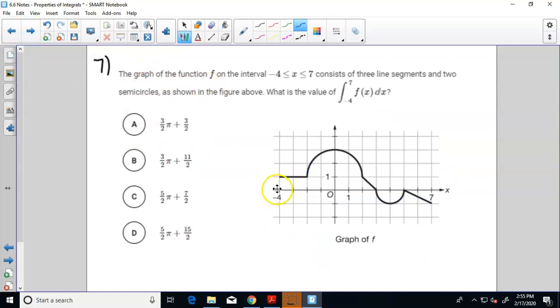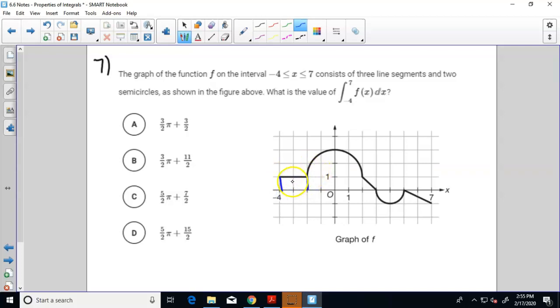Okay, so the graph of the function f on the interval from negative 4 to 4 consists of 3 line segments and 2 semicircles, as shown in the figure above that I put below. What is the value of the integral from negative 4 to 7? This is a problem that you probably might have known how to do even before I showed you these properties. Because when we were finding area under the curve, we were just splitting this into sections that we could find the area of, and then adding them all together, right? So that's what you're going to do here.